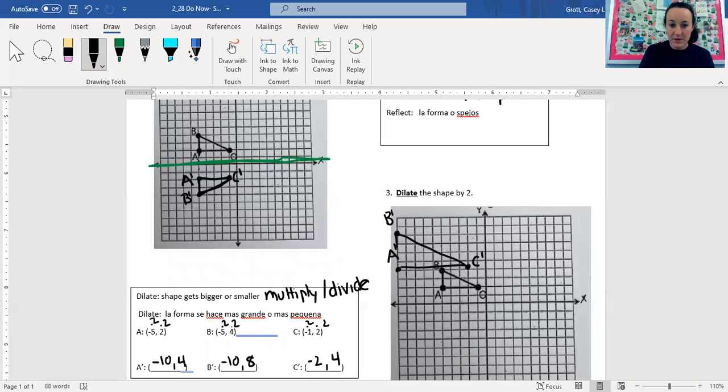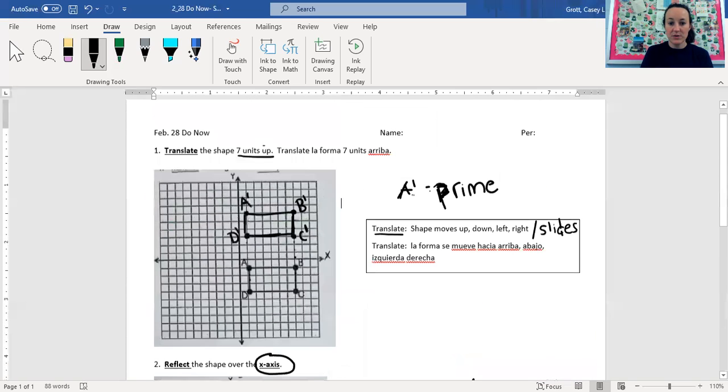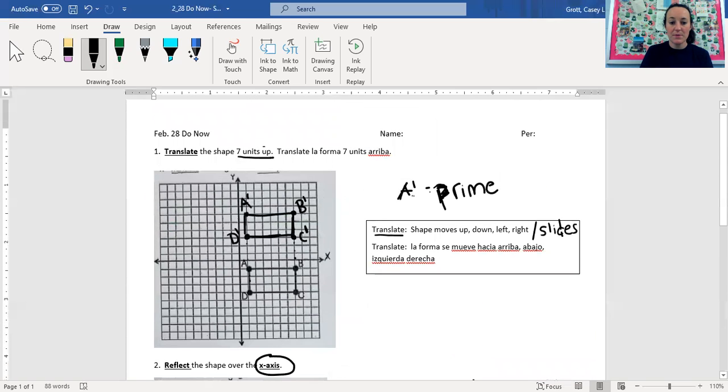Okay, dilation. My triangle got so much longer. Okay, A to C was 1, 2, 3, 4 before. And now it's 1, 2, 3, 4, 5, 6, 7, 8, because 4 times 2 got me to 8. So dilation we make bigger or smaller. Reflection, think of it like a mirror. Okay, notice A and C are still closest to that green line. And then translation is when we are going to slide or move our shape up, down, left, or right.